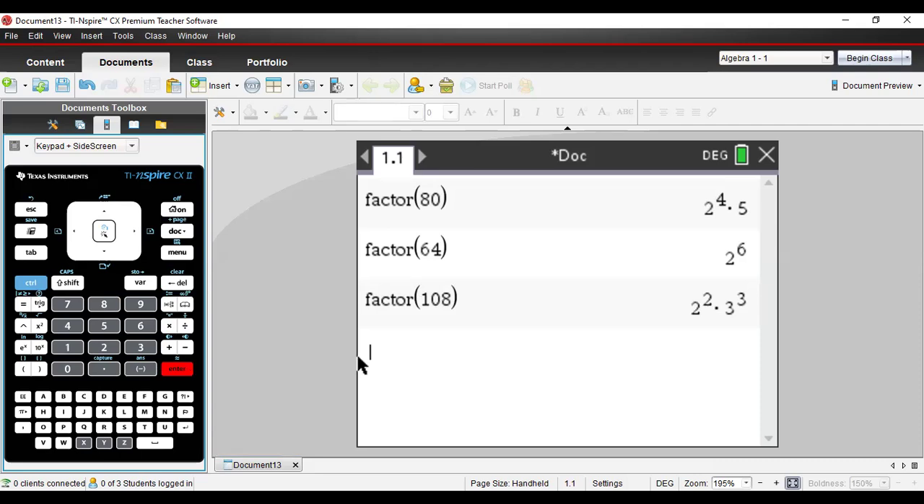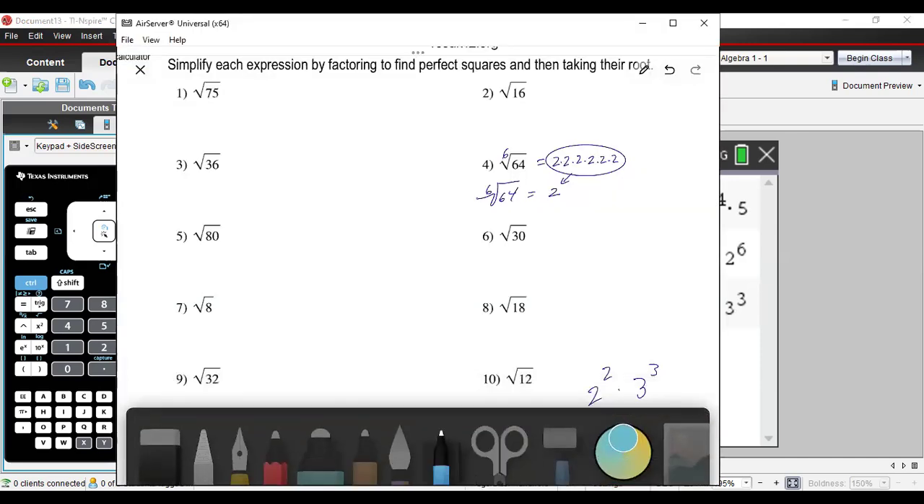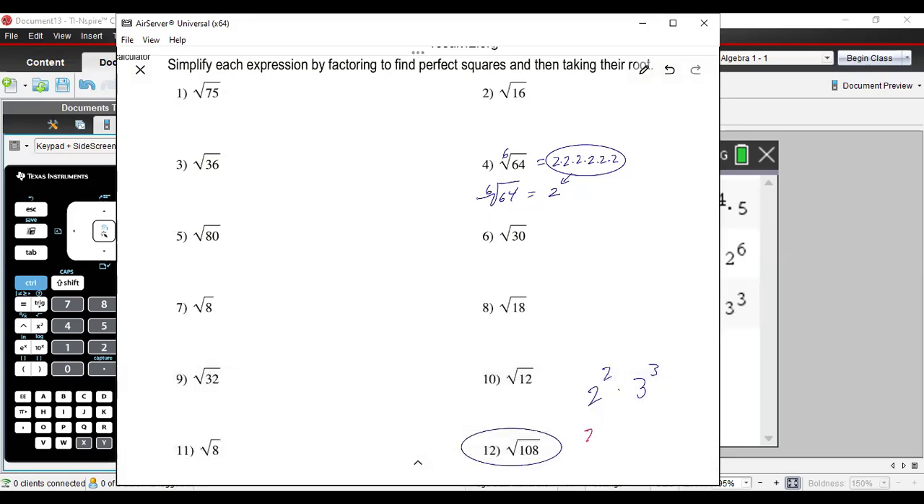All right, so I'm going to go over to the iPad. And so now I'm going to rewrite this as 2 times 2 times 3 times 3 times 3. Now, we're looking for pairs of numbers. So here's 1 pair that we're pulling out. So that's going to be 1 2 outside. And then we have another pair of 3s that we're going to pull out, and that's going to be times 3. And then we're going to be left with this 3 inside because there's not another pair. So what our answer would be, 2 times 3 is 6, and we're left with 3 inside.